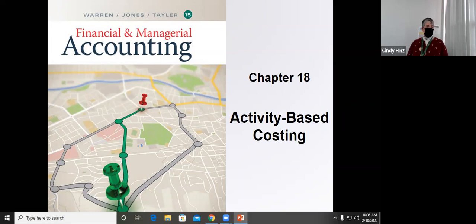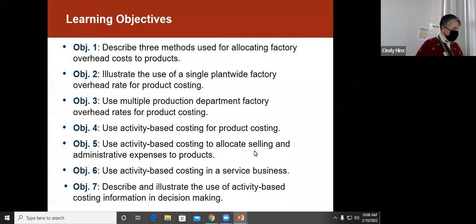So we are now turning our attention to chapter 18 on activity-based costing. As always, we have a series of learning objectives, and we are going to be working through these learning objectives using the exercises that we have in CNEL.